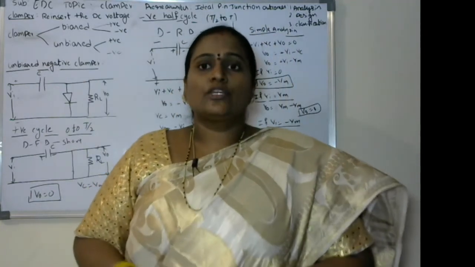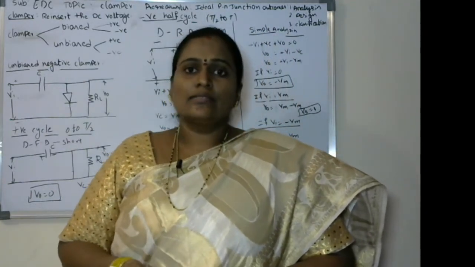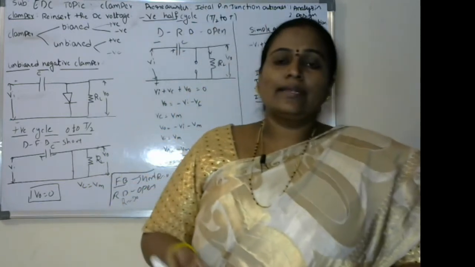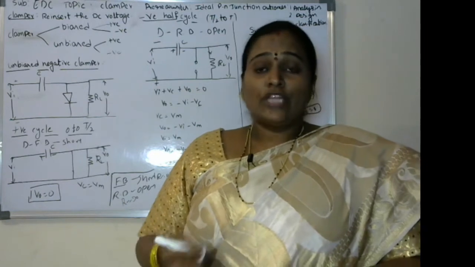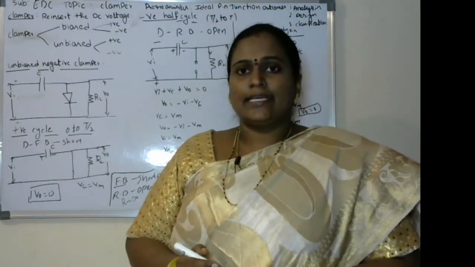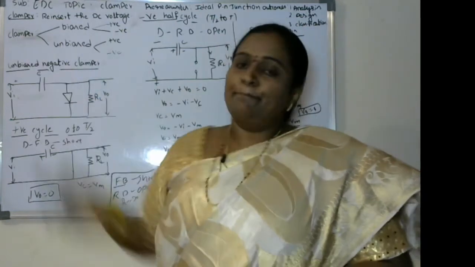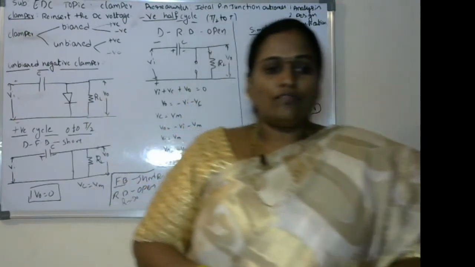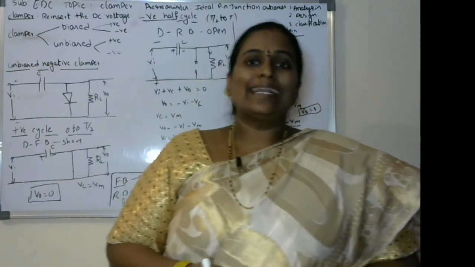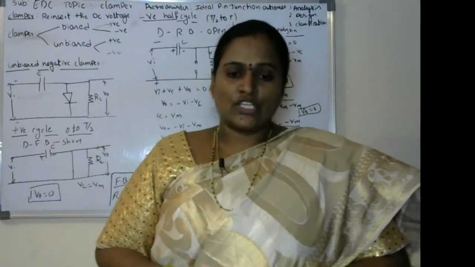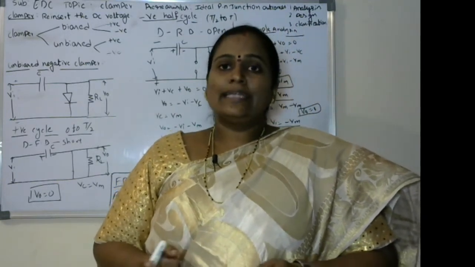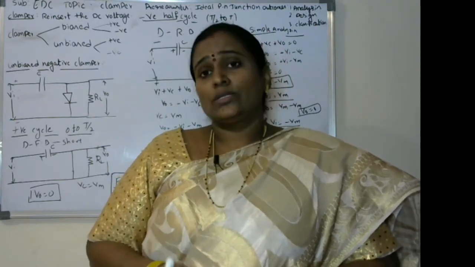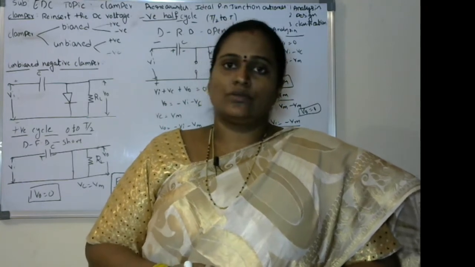A clamper is a circuit which reinserts the DC voltage into the alternating signal without changing the shape of the signal. Simply, we can say that inserting DC level voltages into alternating signals or alternating current is known as a clamper circuit.